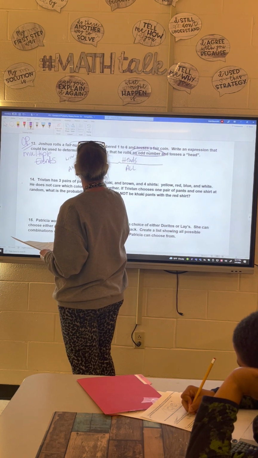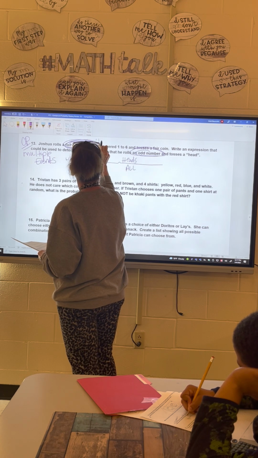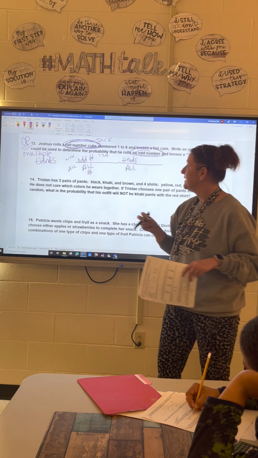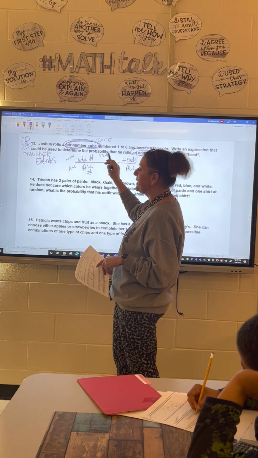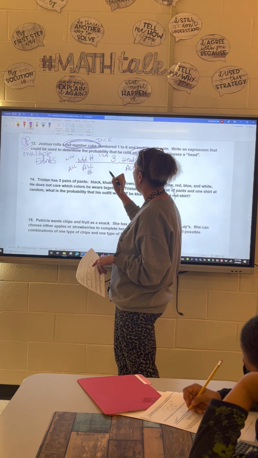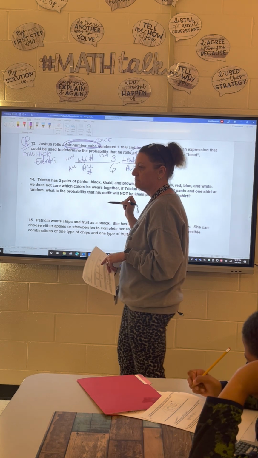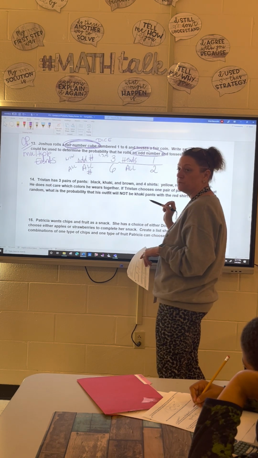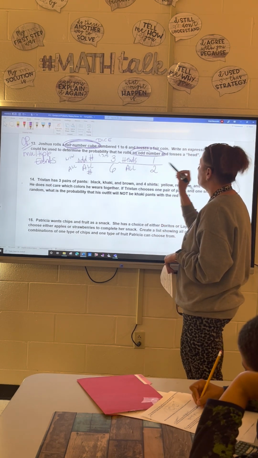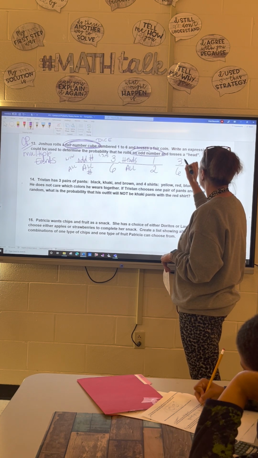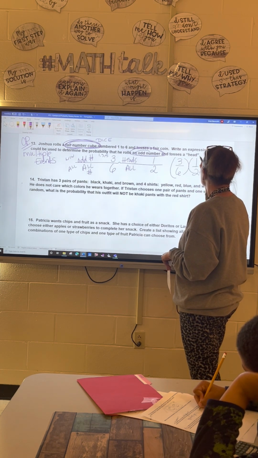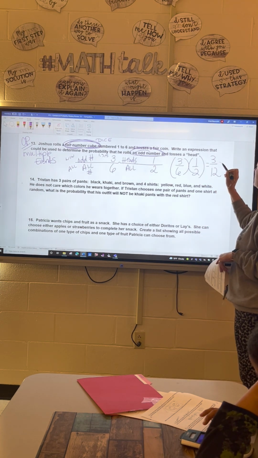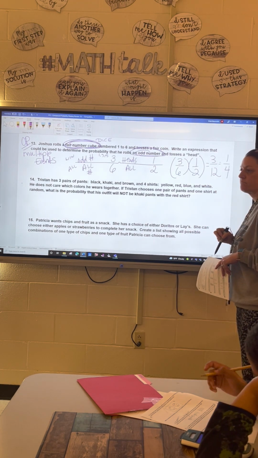A fair number cube is a dice. Remember that. A fair number cube is a dice. So my odd numbers are 1, 3, and 5, meaning I've got 3 odd numbers out of 6. And my coin, I've got 1 heads out of 2. I have multiple events, so I'm going to come over here and multiply. And I get 1/4.